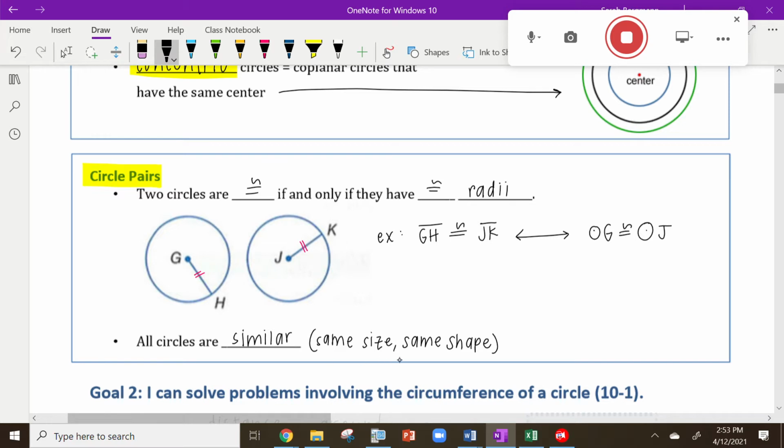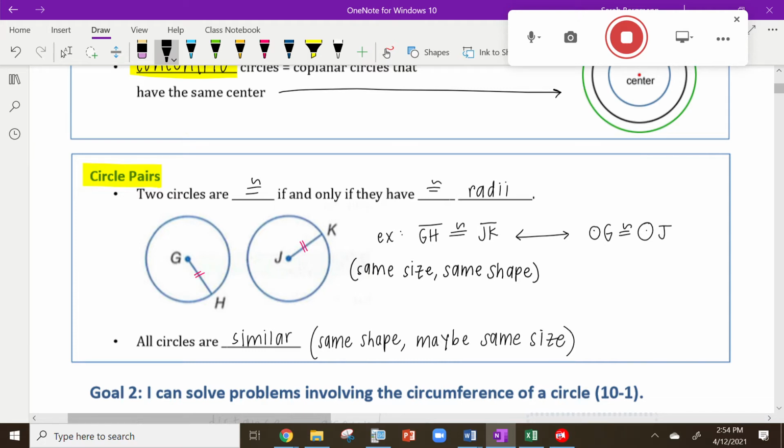However, for similar circles, sorry, I wrote that incorrectly. That applies to congruent circles. However, for similar circles, these are the same shape, not necessarily the same size. So, since all circles are the same shape, all circles are similar. They can be different sizes, but they're still similar.